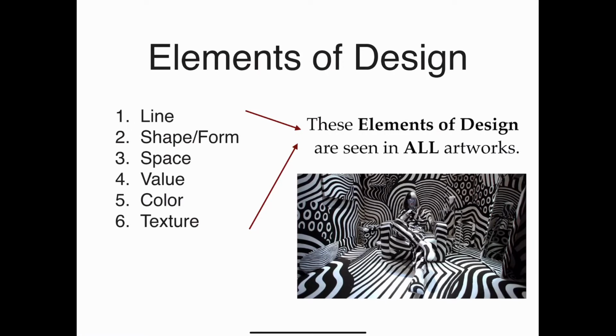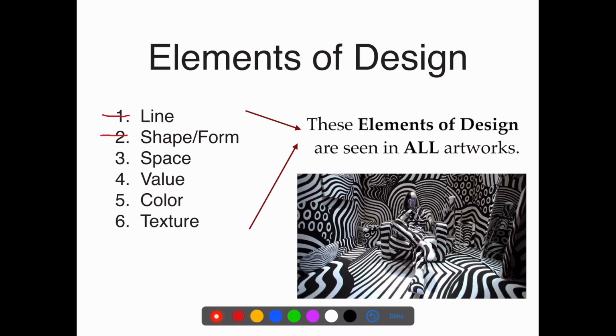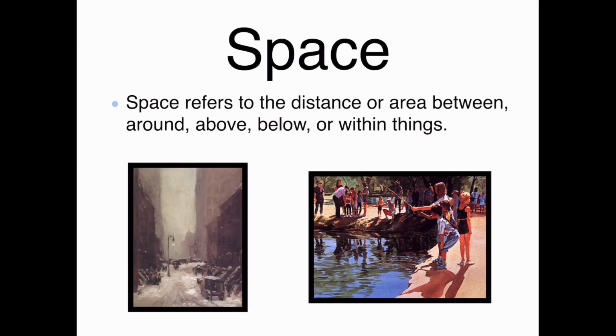If you recall, the elements of design are the things that are seen in all artworks. So we've already seen in our mini Zentangles how we can use line and shape to create an artwork, but now we're going to add space into the mix. Space is the element of design that refers to the distance or area between, around, above, below, or within things.